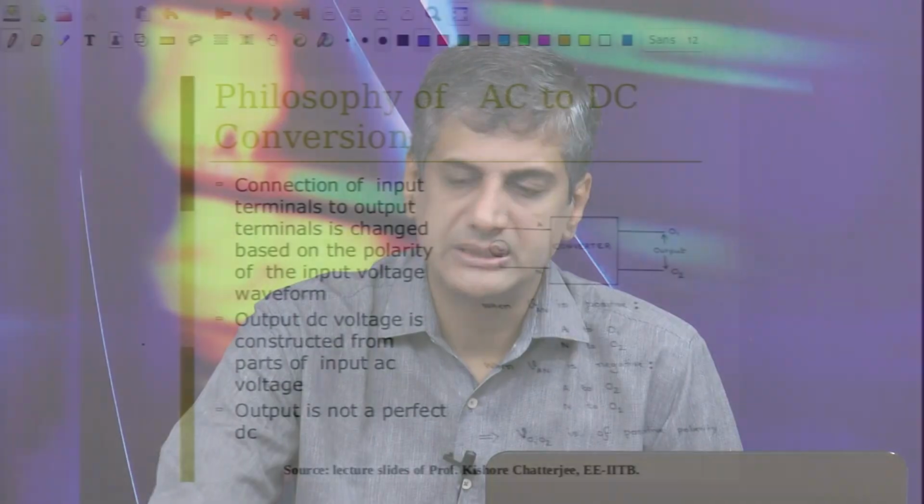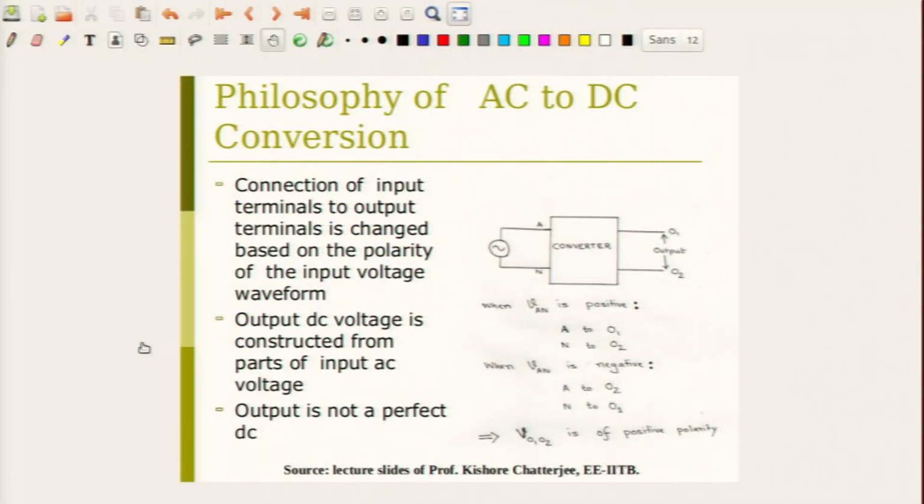Now, coming back to thyristor AC to DC conversion, we started off with a rectifier circuit and then went to a thyristor controlled reactor circuit. We will come back to a rectifier circuit.